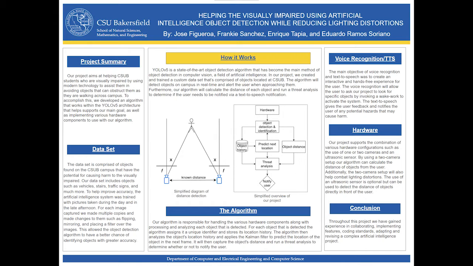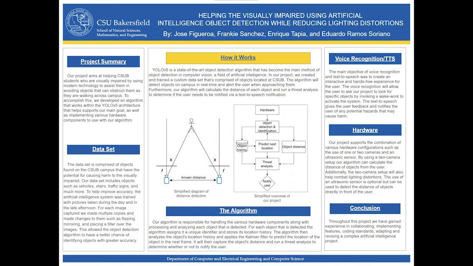A quick summary about our project. Our project aims to help CSUB students who are visually impaired by using modern technology to assist them in avoiding any objects that could cause harm. To accomplish this, we developed an algorithm that works with YOLO v5 architecture that helps support our main goal, as well as implementing various hardware components to use with our algorithm.